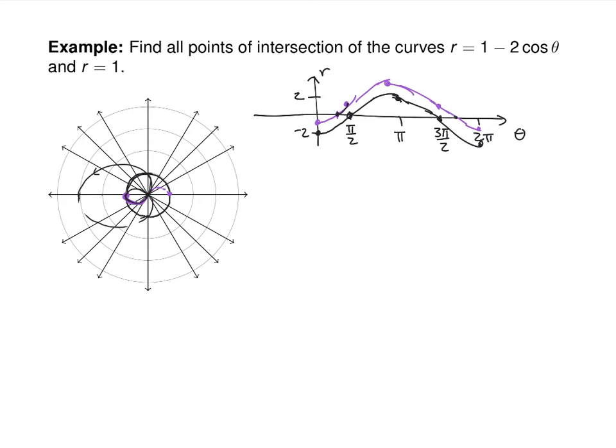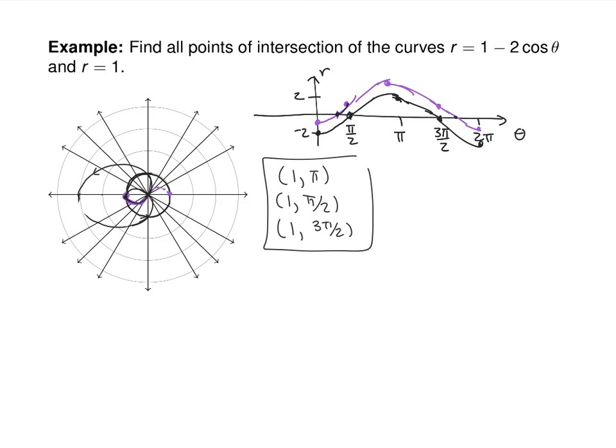And now let's find the points of intersection. So it appears from here we have one point right there. So that would be the point r is 1, theta is pi. And these 2 points here where the r is 1 and the theta is pi halves, and the r is 1 and the theta is 3 pi halves. And those you could just extract from the picture. Just remember that they're given in r theta form.